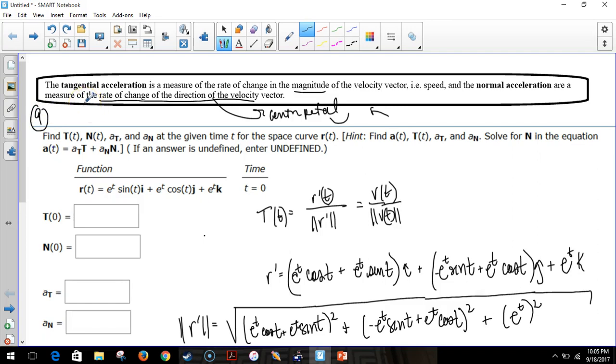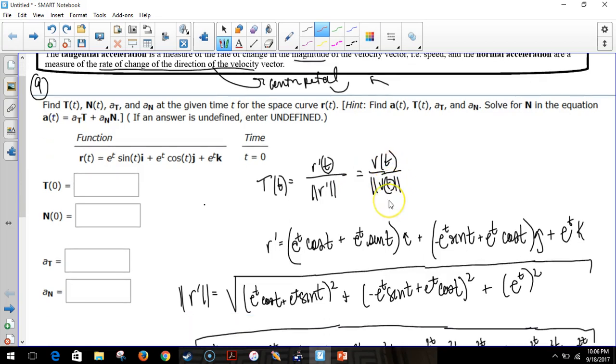Find my unit tangent vector, my unit normal vector, find a of t, a sub t, a sub n, and do that all at t equals 0. And I have a pretty messy r of t. I went through and did a lot of this so that you didn't have to watch me write. And I know that T of t, my unit tangent vector, is my first derivative r prime over the magnitude of that first derivative. If you're looking through the textbook, a lot of times they'll say v of t over the magnitude of v of t.